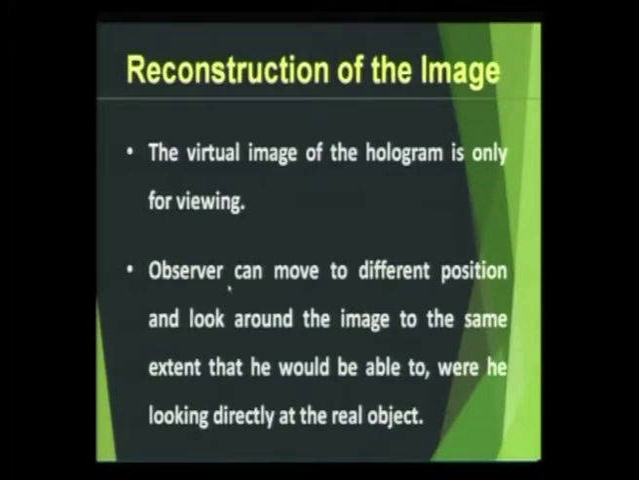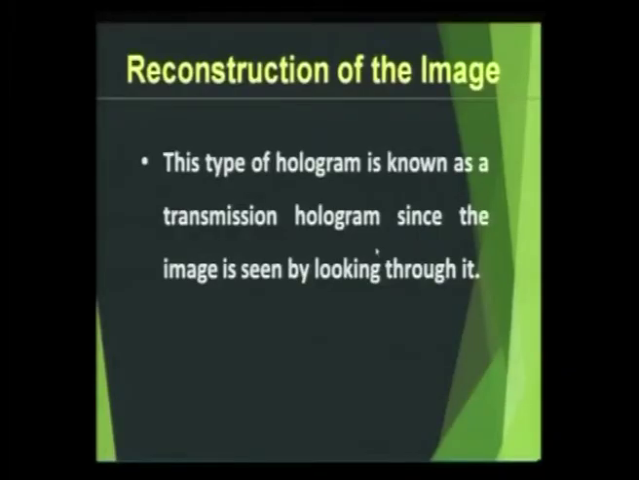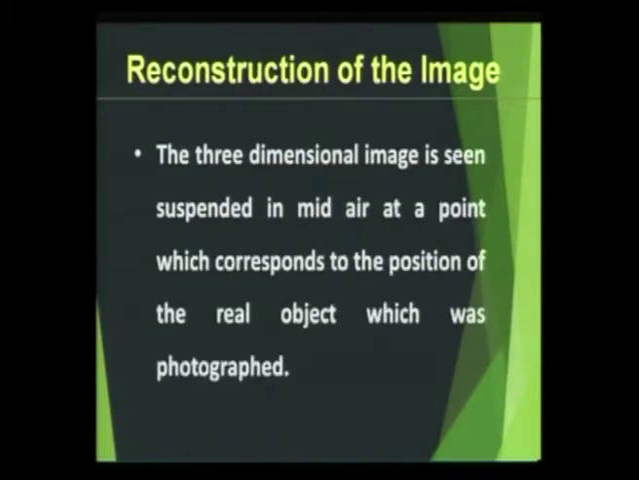The observer can move to a different position and look around the image to the same extent that he would be able to were he looking directly at the real object. As I told you in the last lecture, you can see the image obtained in the film from different angles. This type of hologram is known as a transmission hologram, since the image is seen by looking through it. You are seeing the image through the film.